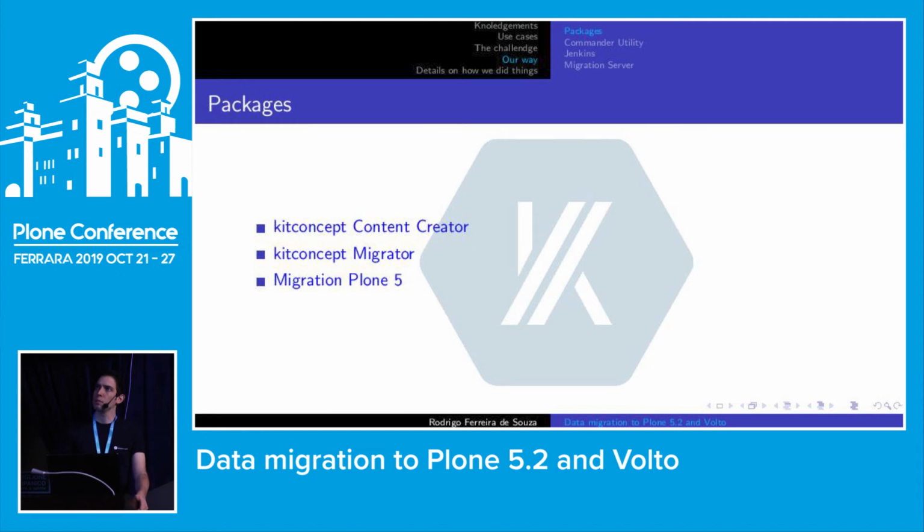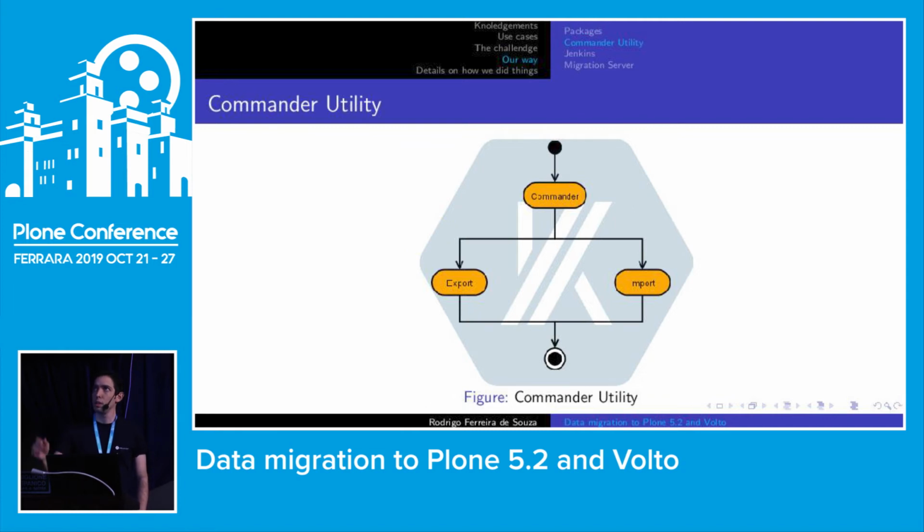Inside the Kit Concept migrator package, we have the custom pipelines we wrote, and inside the migration Plone 5 we have a commander utility that we say, hey command, export data, and then import to Plone 5.1, import to Plone 5.2, and after that we can run the tests.